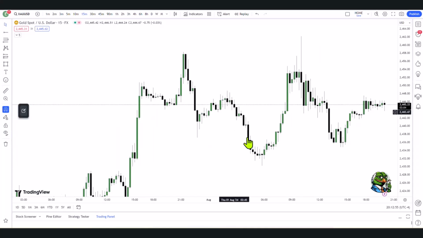This is the down move at the start of the day. This is Asia, this is London, and then we move up. So that there, to me, was the manipulation, okay? We have the dump for the pump.